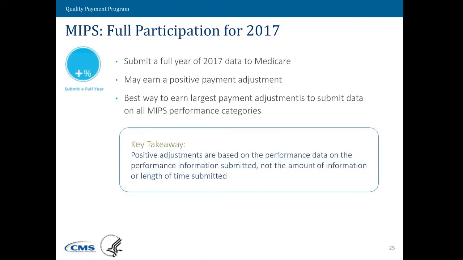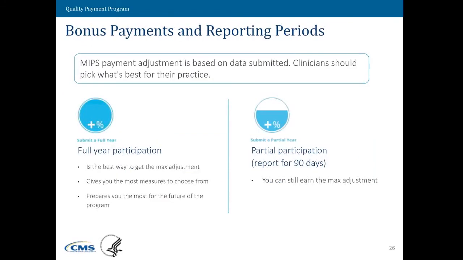And let's move on to slide 25. So the full participation option. So the full participation option is if you want to participate in as full a manner as you can. So what this could look like is you could participate for a full year. It could be that you participate in all the performance categories. It could also mean that you don't necessarily participate in all the performance categories for a full year. And I know this can get a little confusing. So let's go to slide 26, and I can talk through this in more detail between the difference between the full year option and the partial option.